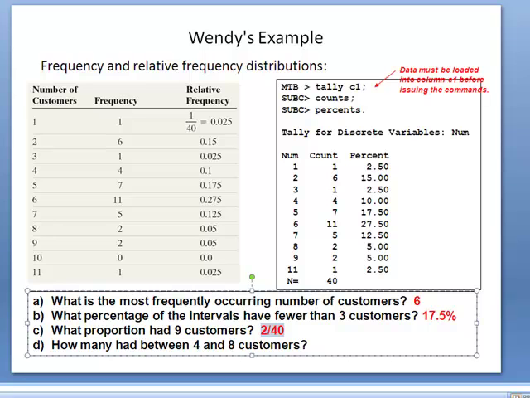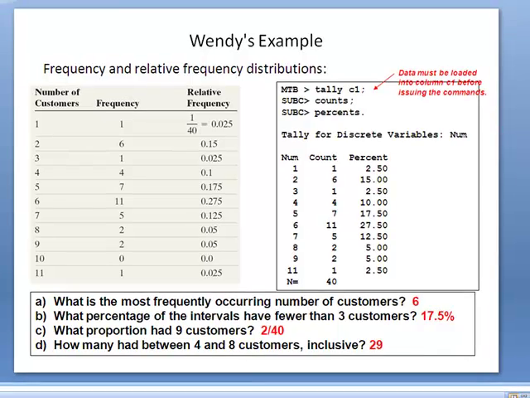Now, how many had between 4 and 8 customers? That means I have to add 4 plus 7 plus 11 plus 5 plus 8, because when we say how many between, we're talking about inclusive. So 29 of the customers, 29 times we saw between 4 and 8 customers.